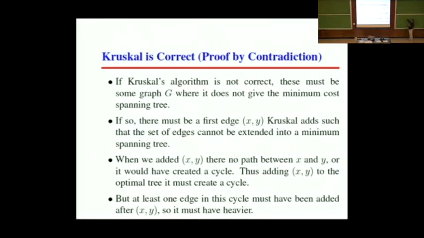But it's clear that when I made this decision to add it, it didn't create a cycle, or else I wouldn't have added it, right? And I chose the minimum edge that would not create a cycle, right? So that means you added edges afterwards, which are of weight at least as big as me, right? So if I delete one of those edges and put this thing in, I get a spanning tree of weight no bigger than what you had before. Does everybody see that? And so I couldn't have gone wrong with Kruskal's algorithm.